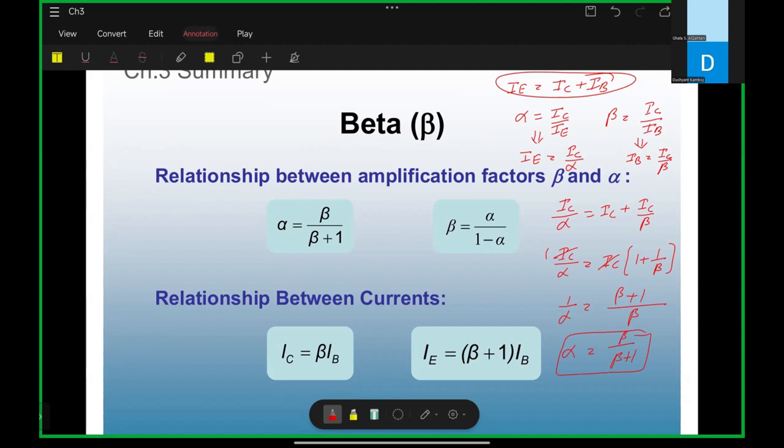Right? Yes. So from this relation, if you multiply by beta plus 1 here, alpha times beta plus 1 is equal to beta, then it becomes alpha beta plus alpha is equal to beta. Take this one to the other side. So alpha is going to be beta minus alpha beta. And you can take the beta out. So beta times 1 minus alpha is equal to alpha. So beta is going to be alpha upon 1 minus alpha. So these are important relations, this one and this one. Understood? Yes.